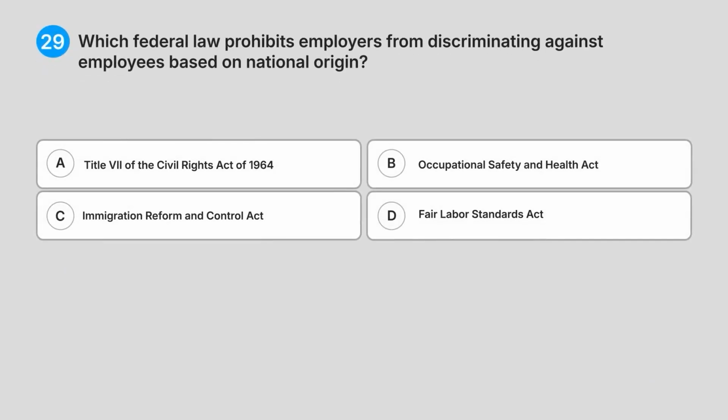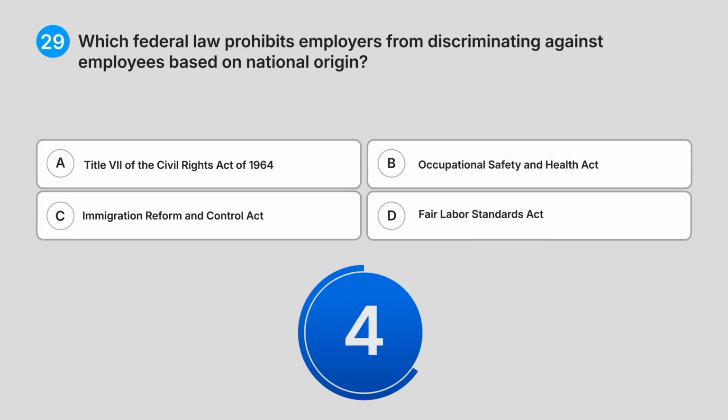29. Which federal law prohibits employers from discriminating against employees based on national origin? A. Title VII of the Civil Rights Act of 1964. B. Occupational Safety and Health Act. C. Immigration Reform and Control Act. D. Fair Labor Standards Act. Can you guess the answer?